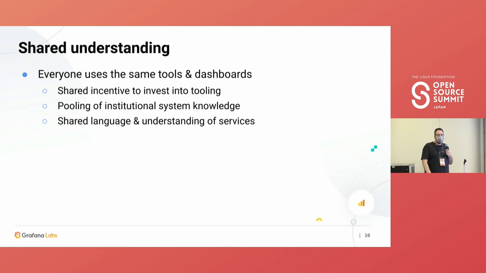And finally, another advantage of this more common approach across the org is a shared understanding, where everyone is using the same tools and dashboards, hopefully, which means they're looking at the same numbers. You don't have to have a fight when you meet with your manager and that other team, and everyone has a discussion about whose numbers are the least bad, and one thing is green and the other is yellow. You don't have those fights if everyone is working with the same underlying data and the same dashboards.